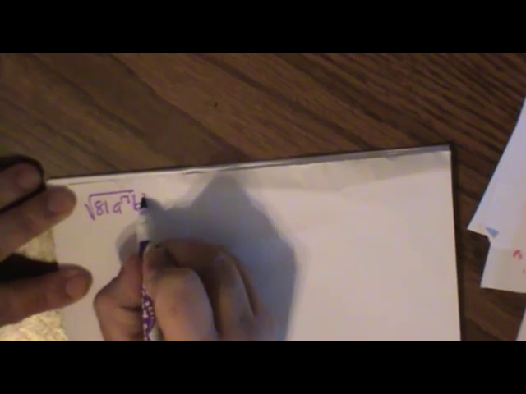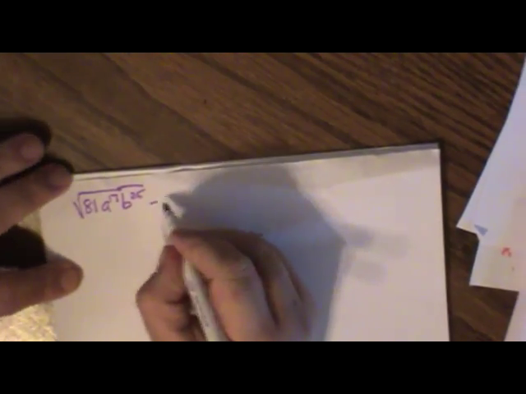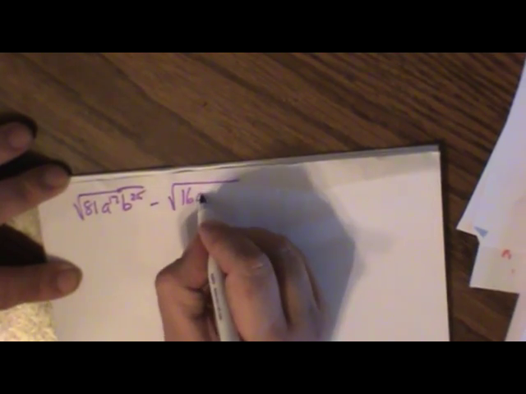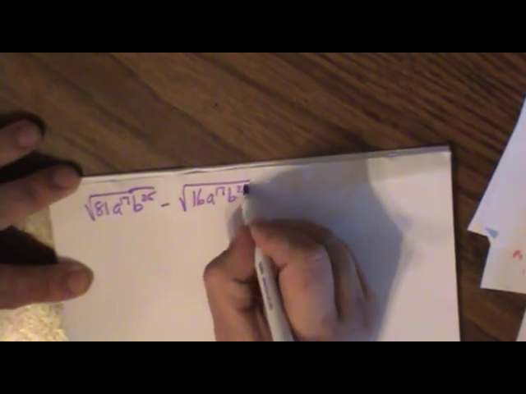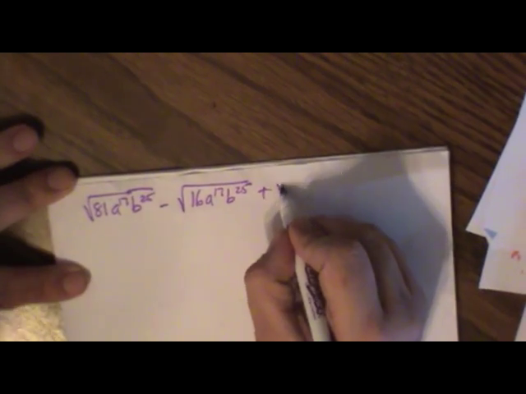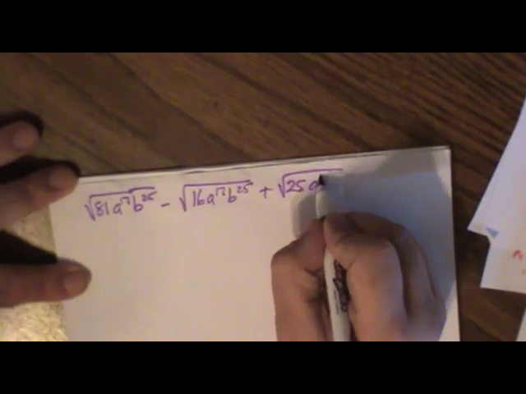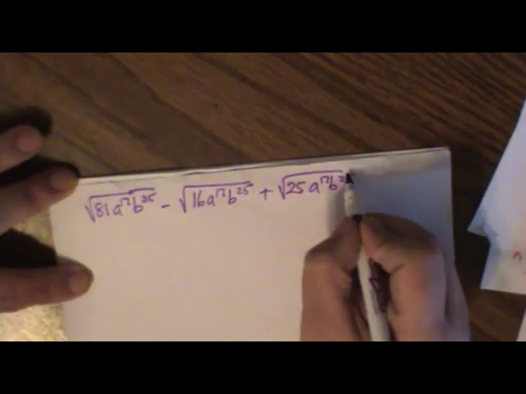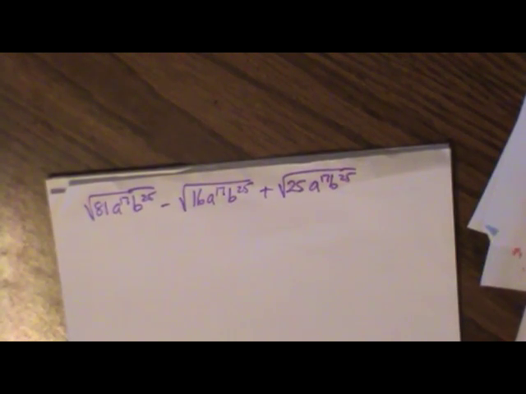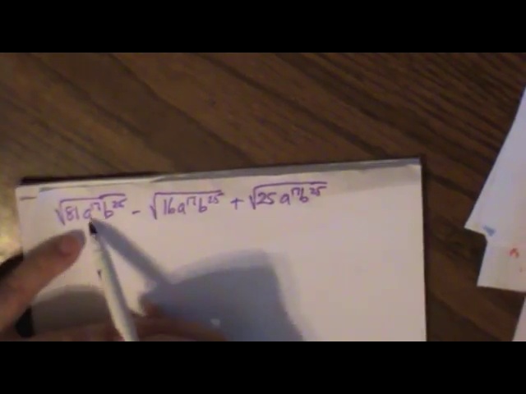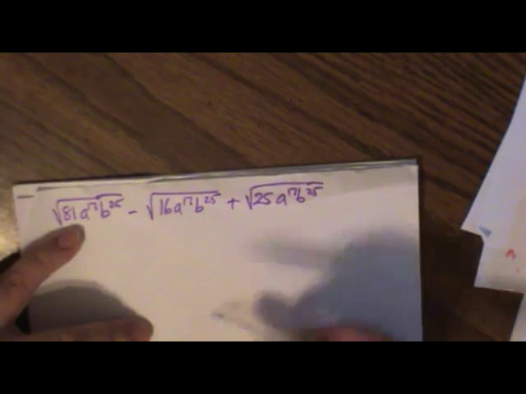Let's do another long one like that one. We have the square root of 81 a to the 17, b to the 25, minus 16 a to the 17, b to the 25, plus 25 a to the 17, b to the 25. Okay. If we look at our variables in each one, they're exactly the same.